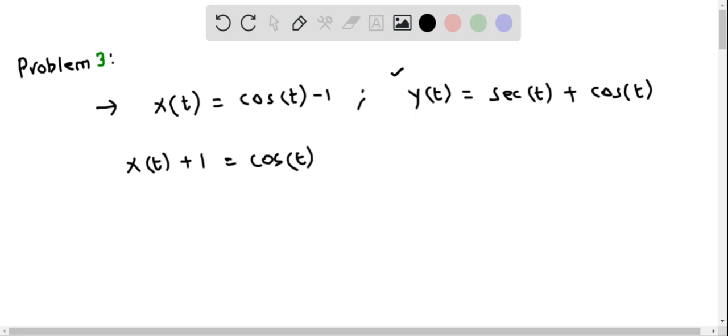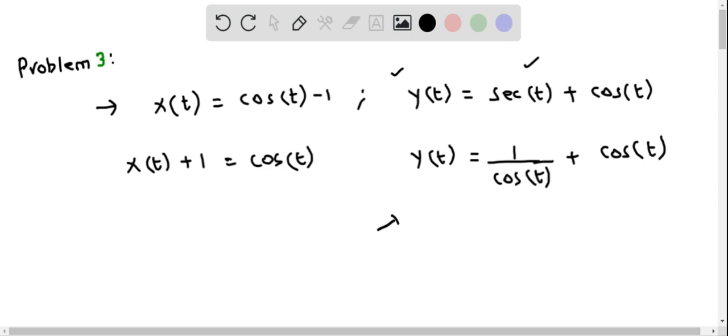Now let's consider this equation: y of t equals secant t plus cosine t. I can rewrite this as y of t equals, by replacing secant t using the reciprocal identity, secant t is basically 1 over cosine t, plus we put this cosine t. Now in this equation, we can replace cosine t as x of t plus 1, as we found from equation 1.